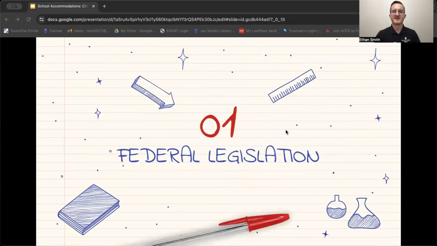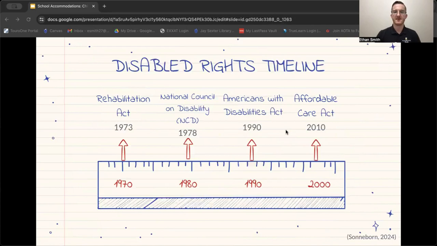So let's first dive into the federal legislation that even makes it possible for disabled students to have rights and accommodations. Some of the following legislation is not necessarily related to school accommodations, but I think it's important that we acknowledge the work that has been done in the disabled rights movement, despite there still being a lot more work to be done. 1973 brought the Rehabilitation Act, which replaced the Vocational Rehabilitation Act. We'll talk more about this piece of legislation in the following slides, though.